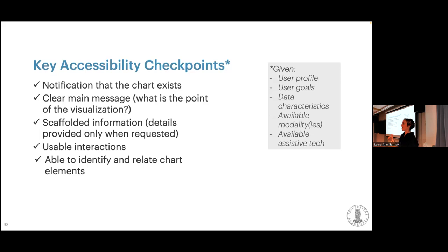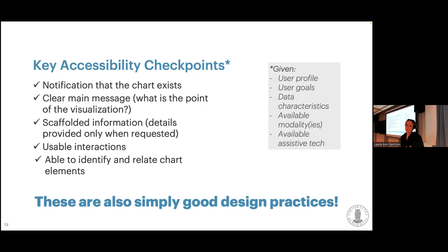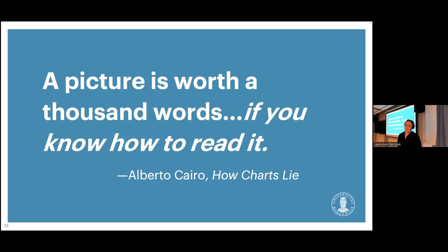And as I mentioned before, following these practices are also simply good design practices. And if I go back to this quote that I mentioned at the beginning, our ultimate goal in visualizing data is to help people to better share and understand the data that we're living with. And if you practice accessibility principles, we're giving people the tools that they need to read the pictures that we create, that ultimately gives them more agency in managing their own data, in managing, for example, their health and participating in larger public discourse that affects all of us.